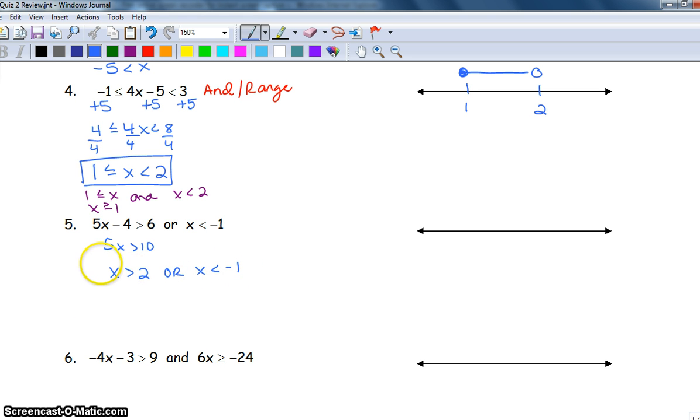We've got two inequalities, so we've got a compound separated by the word or, so this is an or compound inequality. We've got two numbers, 2 and -1. -1 is smaller, so it goes to the left of 2. Make sure that you have a true number line, that it's in order. Greater than 2 means open circle to the right, that's level 1. Less than -1, open circle at -1, arrow to the left.